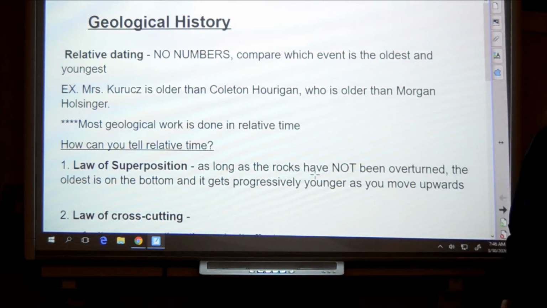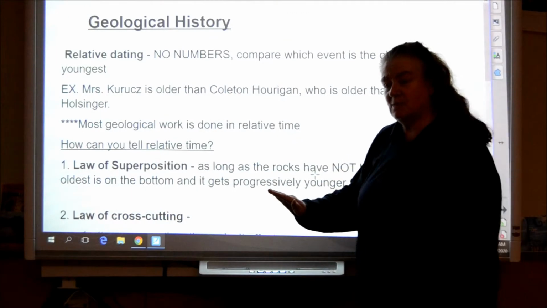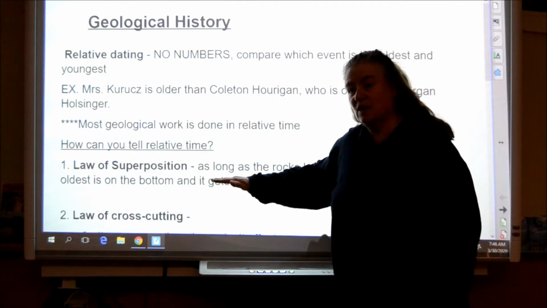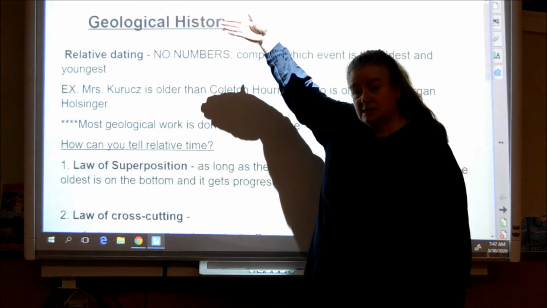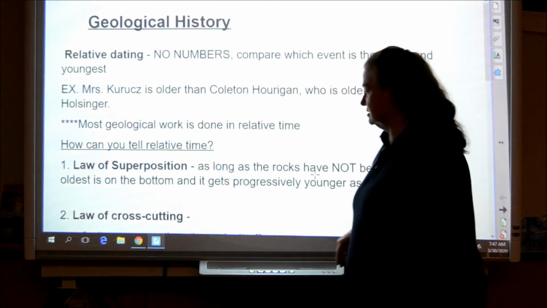First one, law of superposition. Oldest rocks are going to be at the bottom, and as you move upwards, you get progressively younger. So the top is where your youngest is. The bottom is where the oldest is.